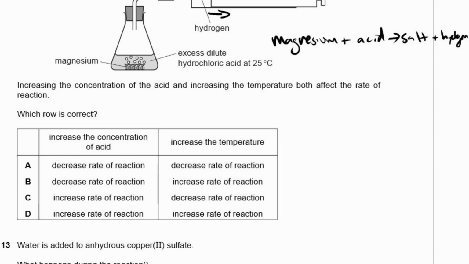Which row is correct? If you increase the concentration of acid, you will have more acid molecules there to react. So the reaction will go faster because there's just more things there to react, more chances of things bumping into each other. If you increase the temperature, first of all, they'll be moving faster, so they're more likely to bump into each other. And when they bump into each other, they'll have more energy, so they're more likely to react because they have to get past their activation energy. So the answer is D.